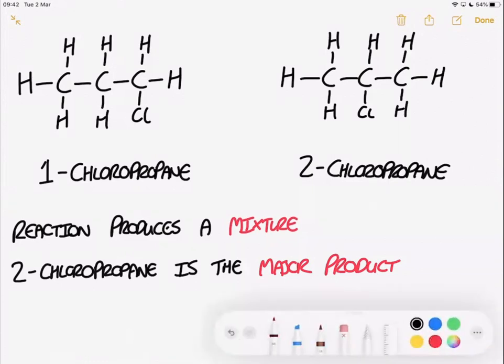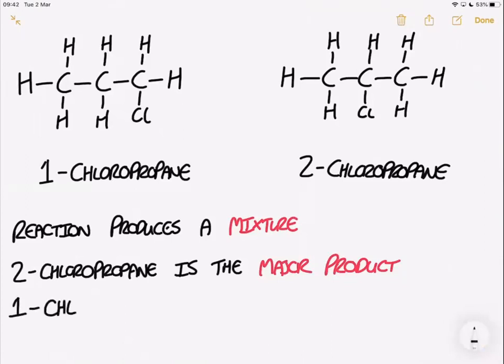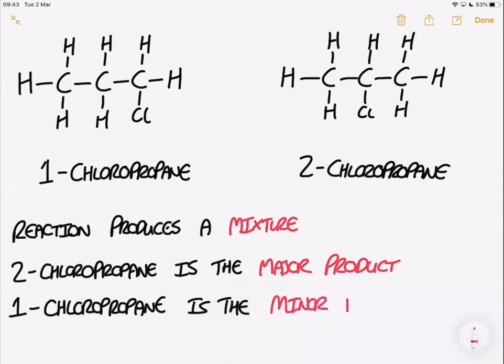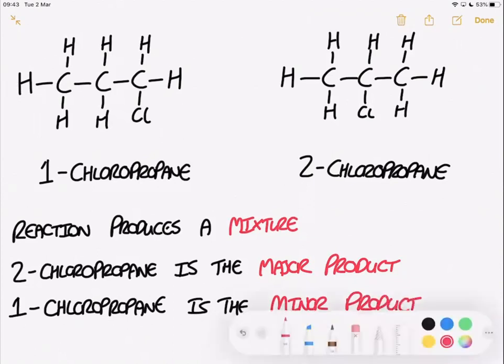I'm sure that you can figure out that that means we classify 1-chloropropane as the minor product. Chemistry is often a science of opposites. Okay, and that's true here in terms of this terminology. Again, what that means is you get a lot less of that isomer.